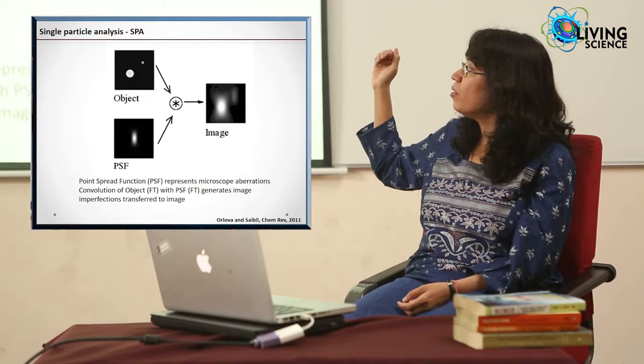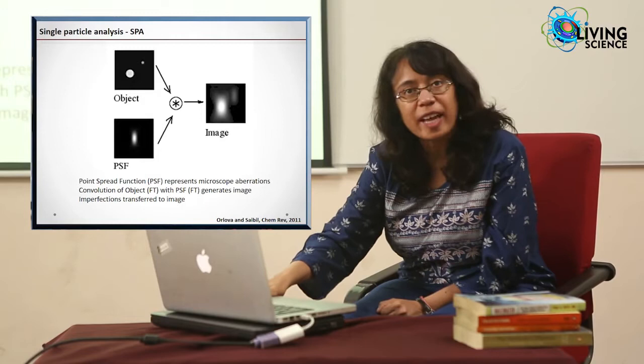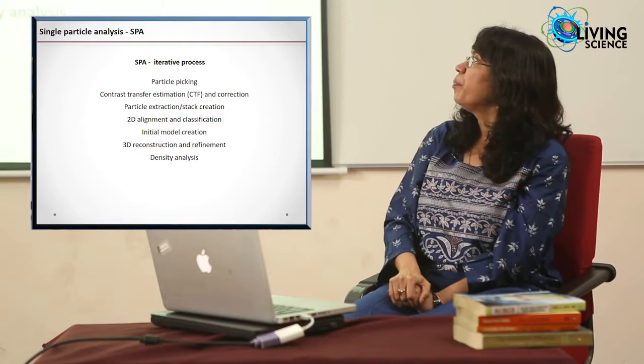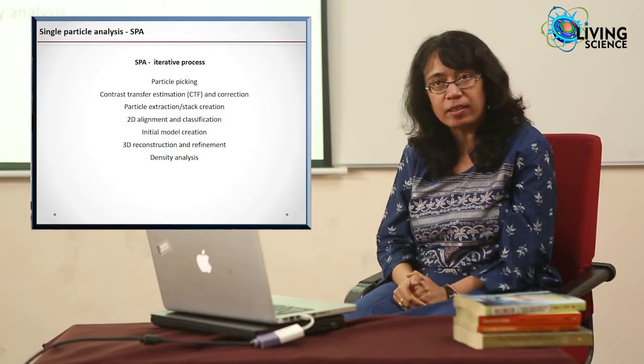So that is the image. Several corrections have to be applied to the image before it can be processed further. So it's a very iterative process. And this whole process, to now take the 2D images and generate a 3D density volume, is termed single particle analysis, or SPA, or single particle reconstruction.